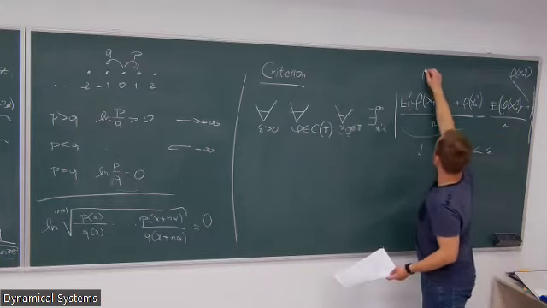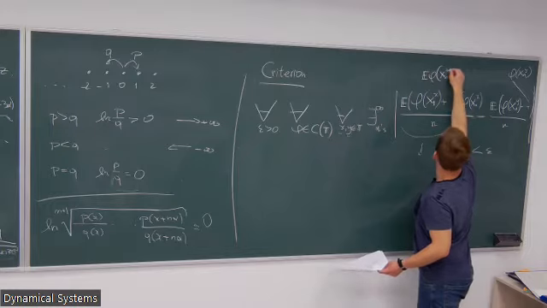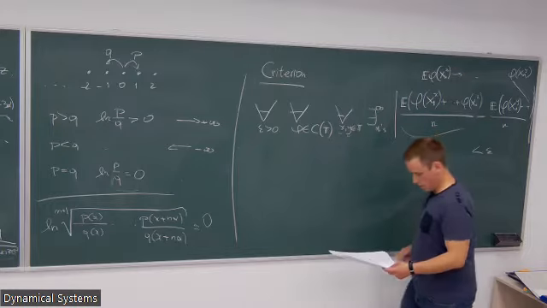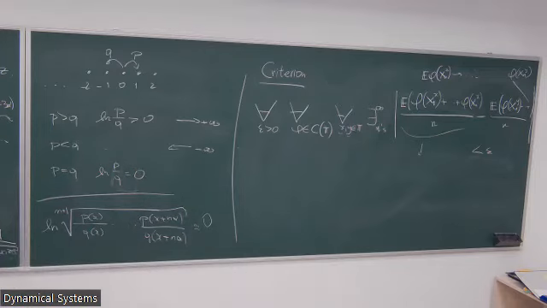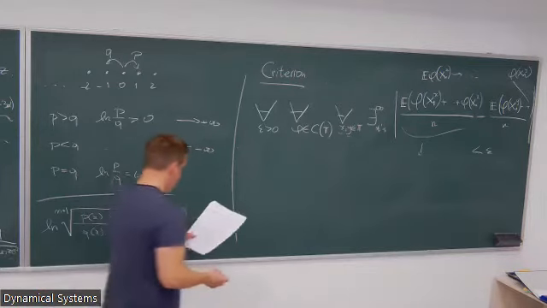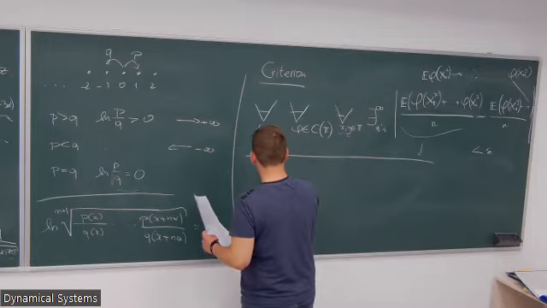Sinai proves that the expected value of something like this converges to something that is independent of the starting point. So Sinai uses something much stronger. Okay. So now we are interested in.